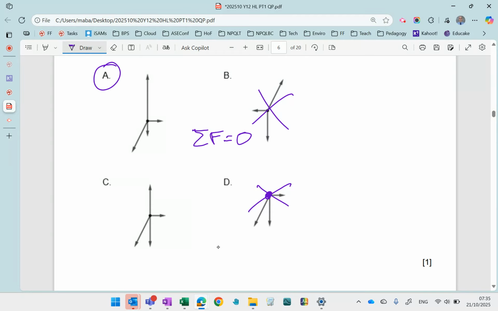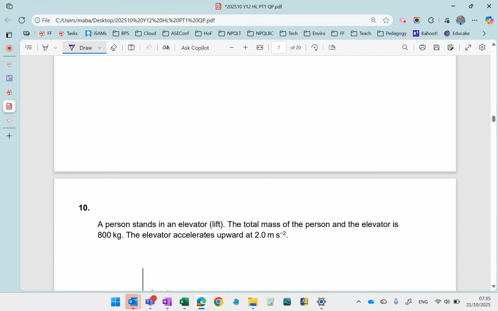If you look at C, do the vertical forces balance? Oh no, they don't. The buoyant force vertically upwards is going to be balanced by the weight, but then the vertical component of the tension is going to mean that the resultant force on this one will be downwards, right? So C is not the correct answer.